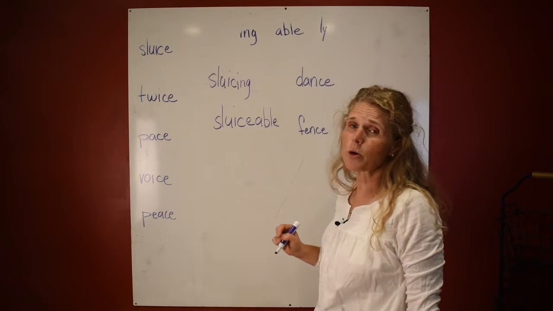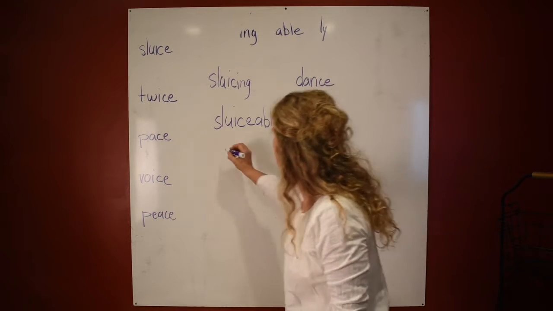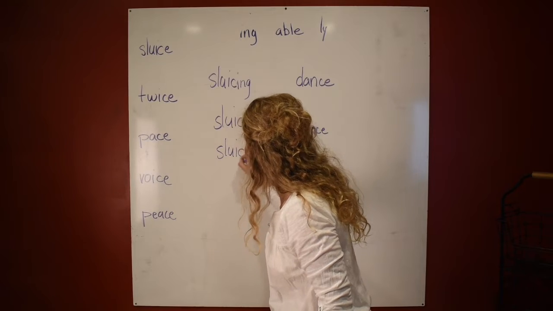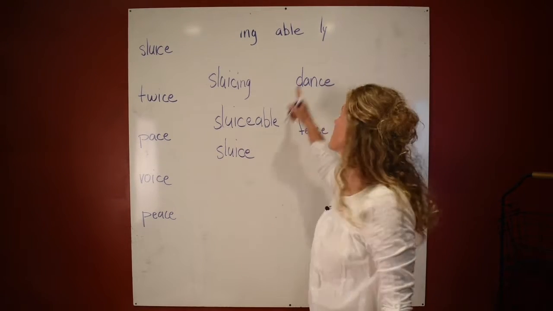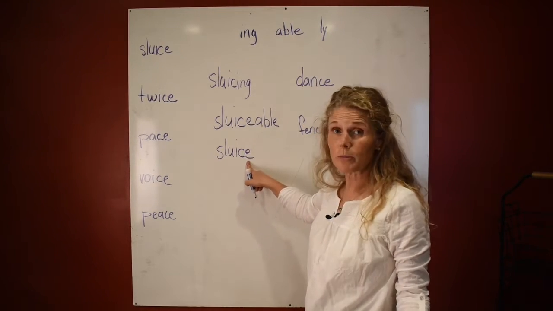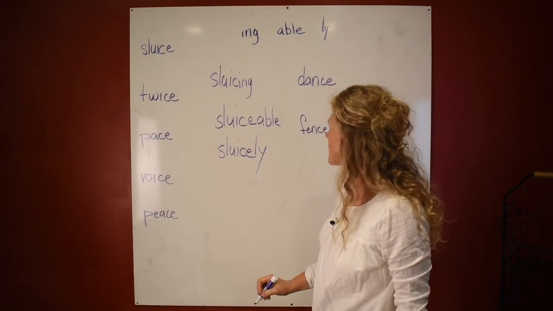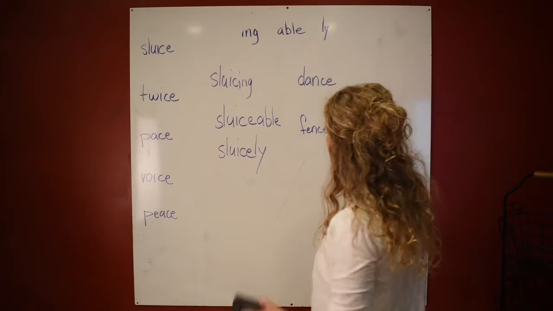Now, I also put on a consonant suffix. The rule is if it starts with a consonant, you don't drop your E. You just add it on. Okay? So, let's look at twice.